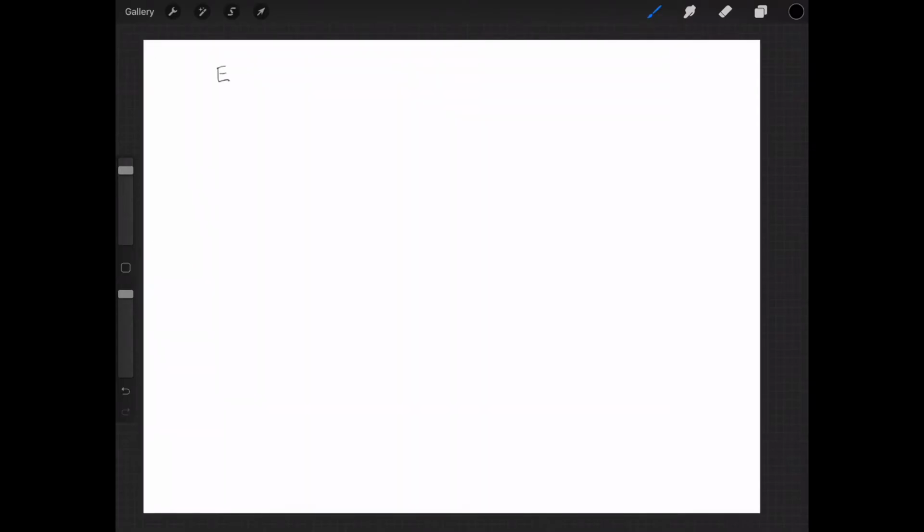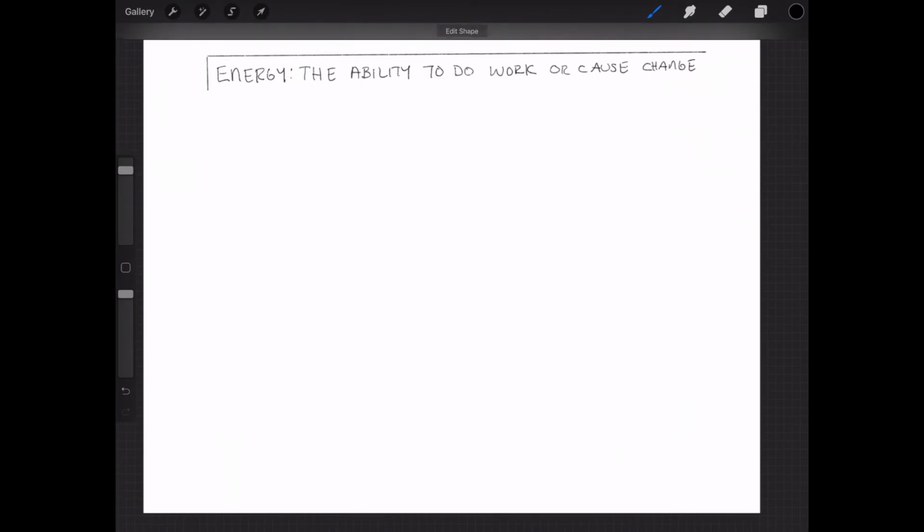The title for our sketchnote is going to be Energy. And let's remember that energy is the ability to do work or cause change. Okay, there's our title. Give it a nice box around it.